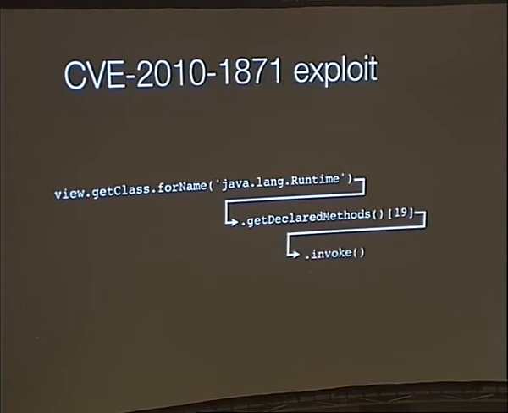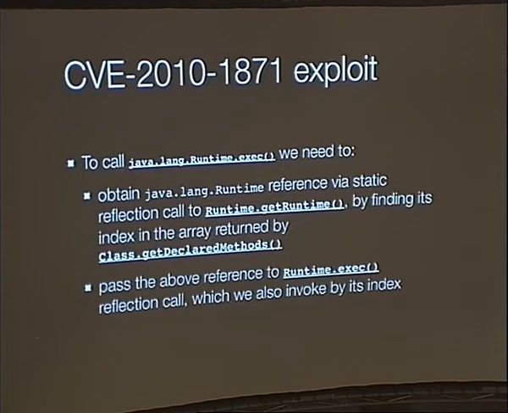If you execute static methods, you don't need to provide an instance. You can just provide null. So that's what you do when you get a runtime instance. Now, in this particular case, in order for us to call Java lang runtime exec, we need to do two things. We need to obtain a reference to runtime, because the exec method is actually not a static method. It's an instance method. But the way we get runtime is by calling a static method, runtime.getRuntime. I know it's confusing.